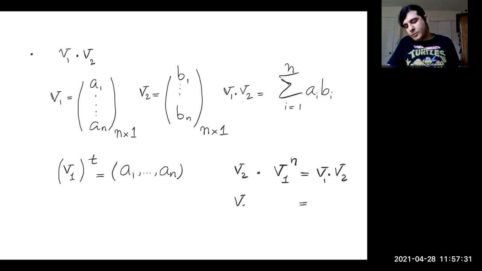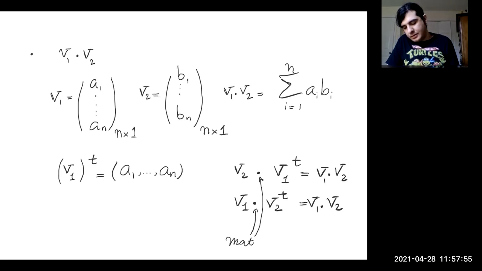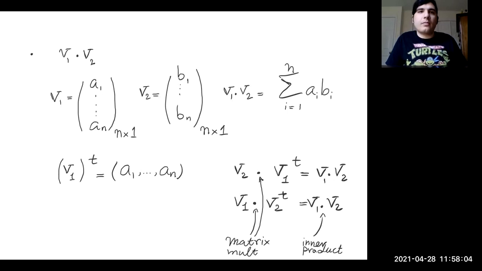This is also equal to V1 dot V2 transpose. It's also equal to V1 inner product V2. Maybe I shouldn't use dot here. These two are matrix multiplication, and this here is inner product.